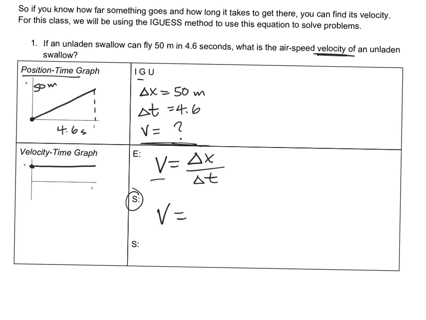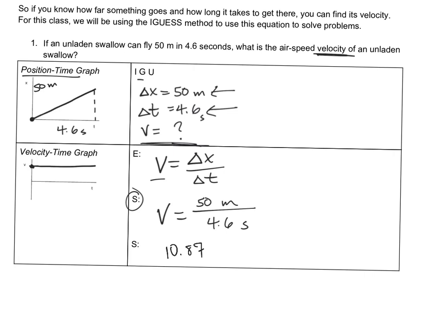Velocity equals delta x. The number for delta x was 50 meters, divided by the number for delta t, which is 4.6. And I shockingly forgot to put down our unit there, it's 4.6 seconds. So now all you've got to do is 50 divided by 4.6. And my calculator tells me that 50 divided by 4.6 is 10.87.